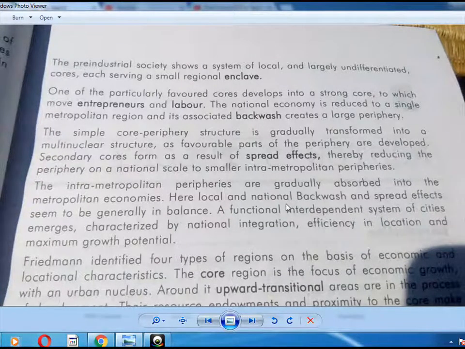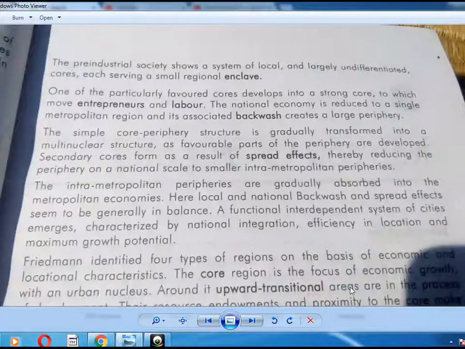Local and national backwash and spread effects seem to be generally in balance. The functionally independent system of cities emerges, characterized by national integration, efficiency in location, and maximum growth potential. Friedman identifies four types of regions on the basis of economic and locational characteristics.